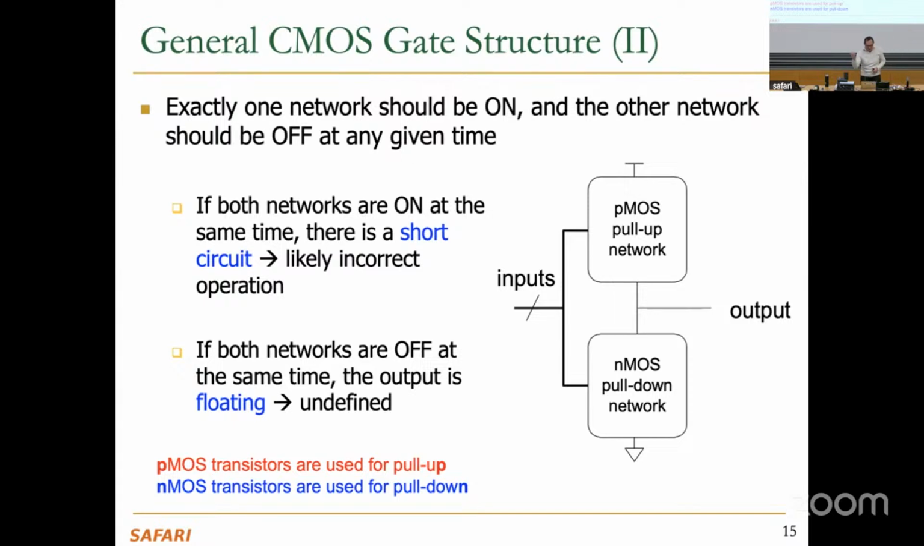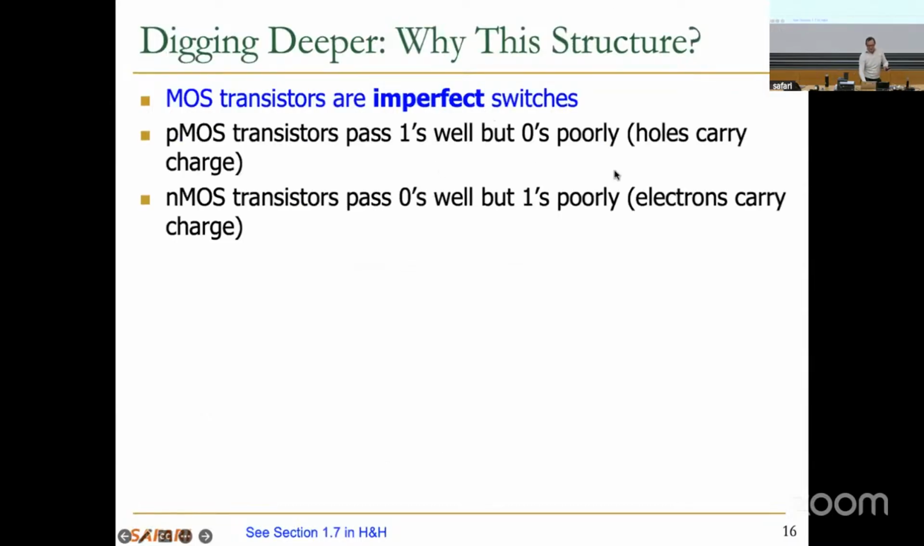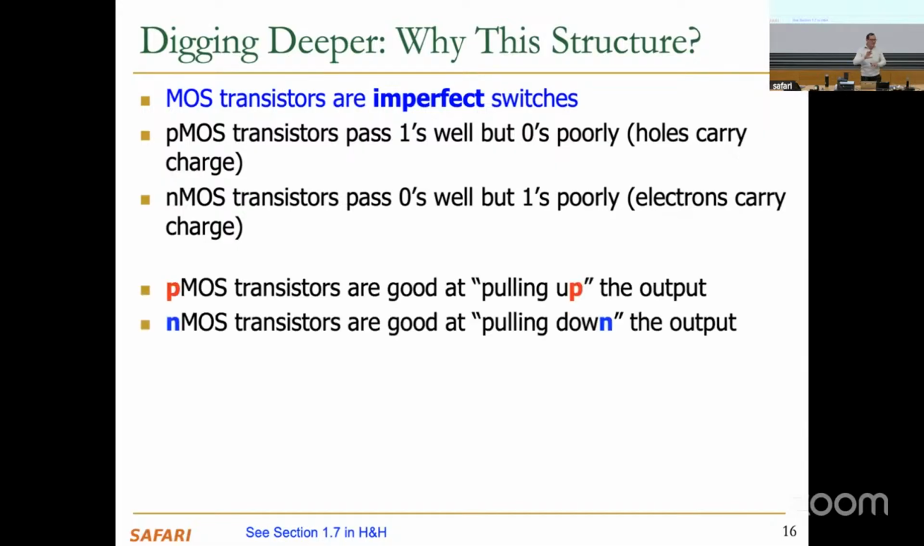Okay, any questions? So, this is what I said over here in this slide. PMOS transistors pass ones well, but zeros poorly. Holes carry charge, and holes are good at passing ones, but not zeros. Similarly, NMOS transistors pass ones poorly, because electrons carry charge, and they're very bad at pulling up the circuit. You don't need to know this in detail, but if you try to be clever with the underlying circuitry without knowing how it really works, you may come up with something that doesn't make sense, right?